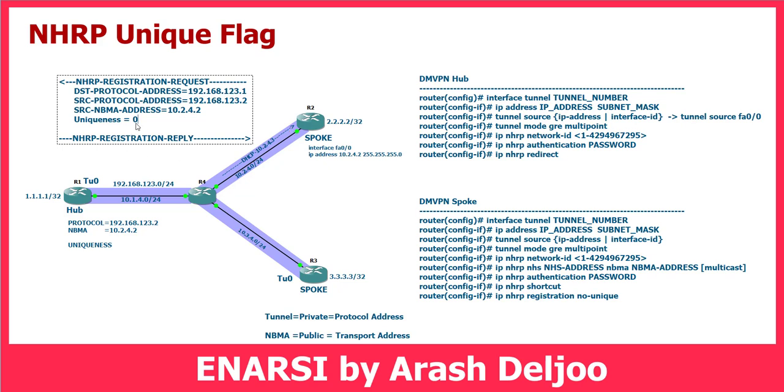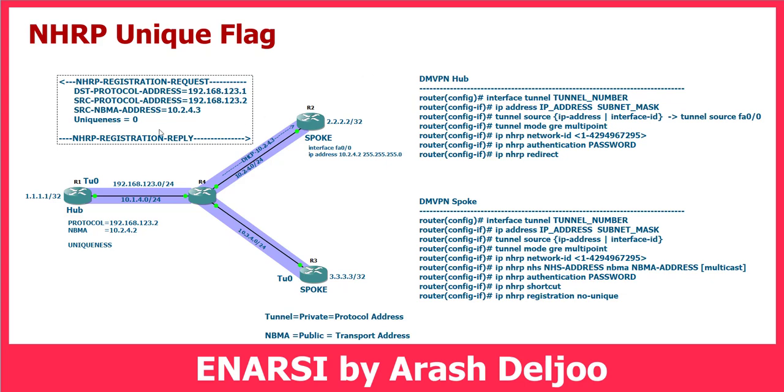Why? Because if you change the uniqueness flag to 0, the next time R2 can register itself with 10.2.4.3 and router 1 will accept it. Because of that, in some cases we should disable the uniqueness flag in NHRP. Actually, this is a practical scenario.